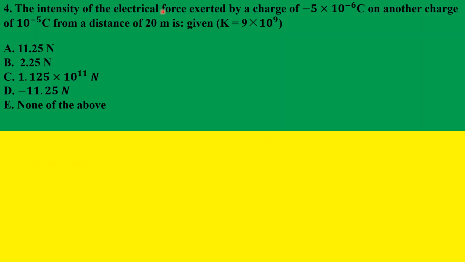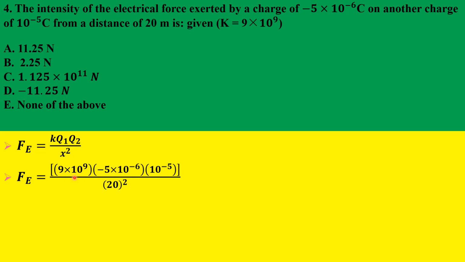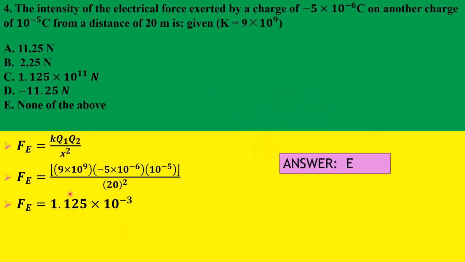The intensity of the electrical force exerted by a charge of negative, all right, that coulomb on another charge from a distance of 20 meters is given here. All right, so of course we are using Coulomb's electrostatic force of attraction or repulsion, but in this particular case it will be attraction. Good. So we have F equals k Q1 Q2 over x squared, right? So our k is 9 times 10 to the power 9, so we'll multiply those guys, and then we have an expression 1.125 times 10 to the negative 3. We don't have an answer like that, so our answer is E.